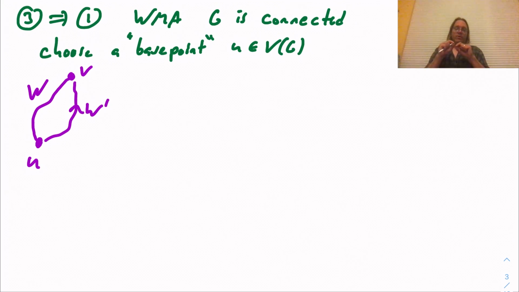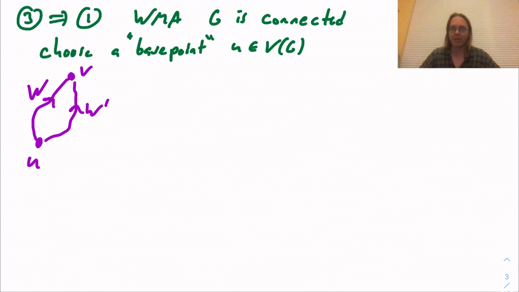Now, I can get from u to v by w. I can get from u to v by w prime. But I can use w and w prime, oh, I should put an arrow in here, to form a closed walk, right? I could walk from u back to itself by walking out along w, and then reversing w prime, walking back along w prime. If you do that, you get a closed walk from u to itself.